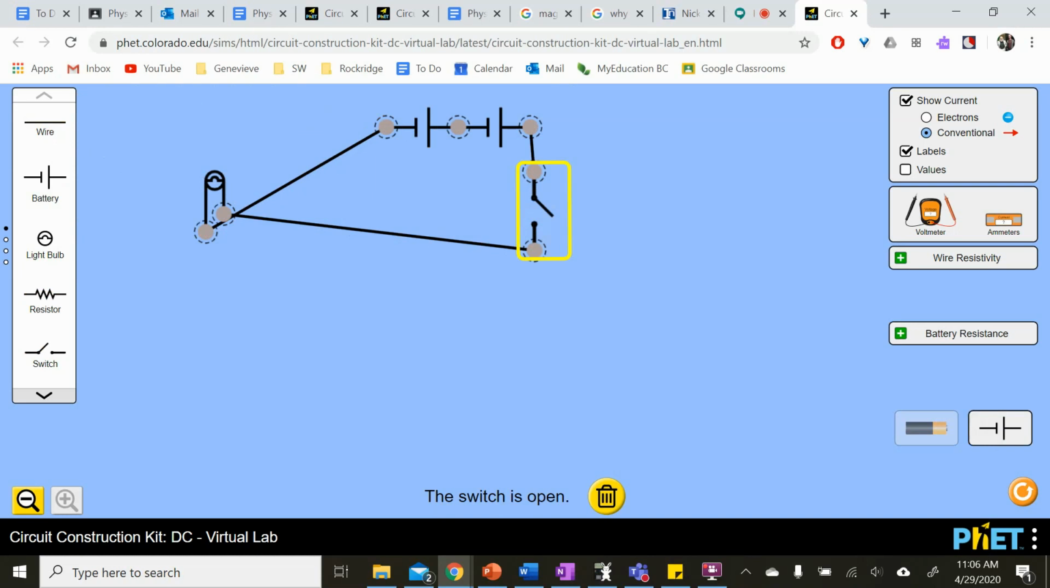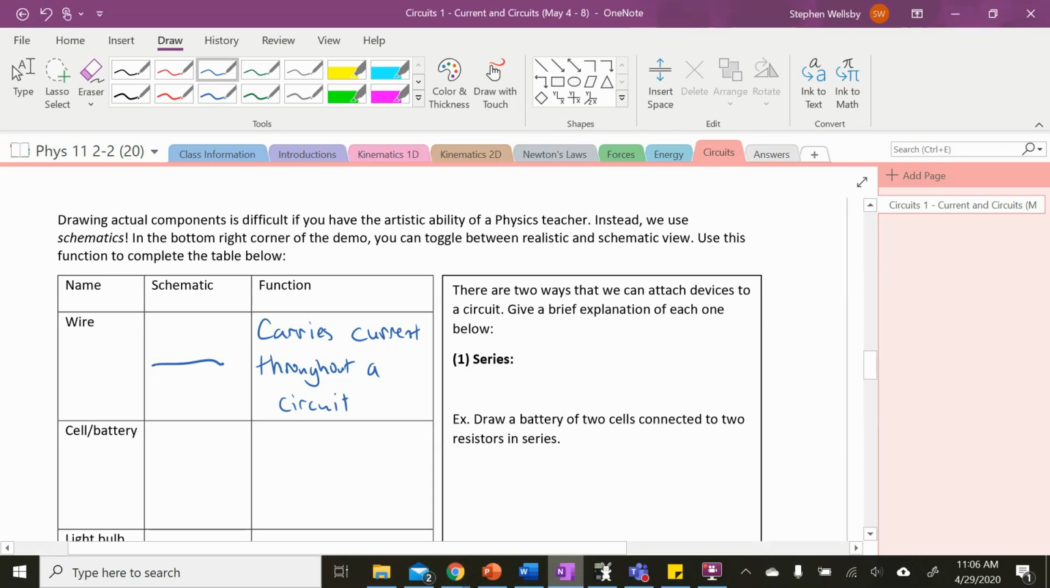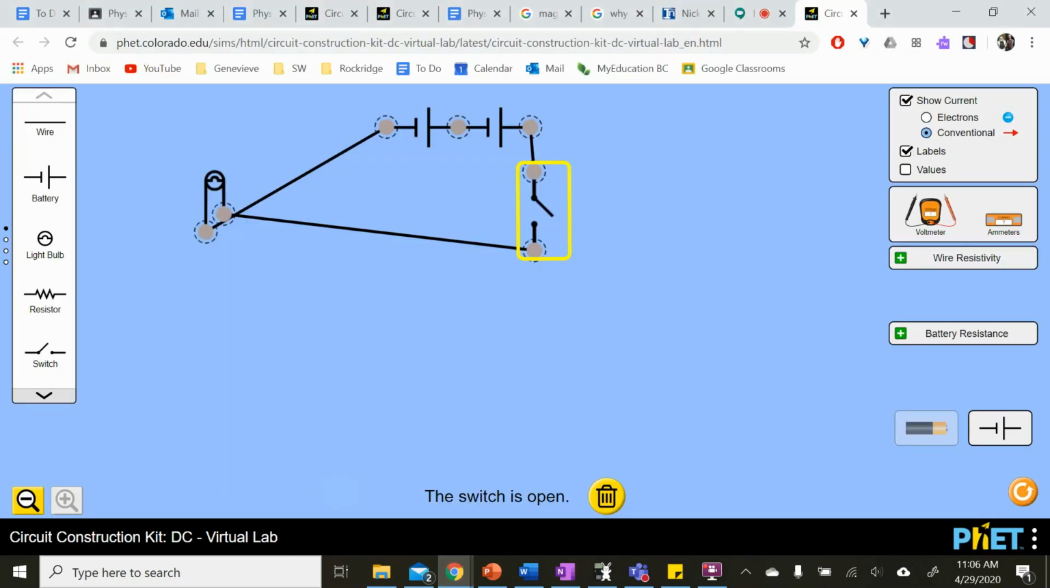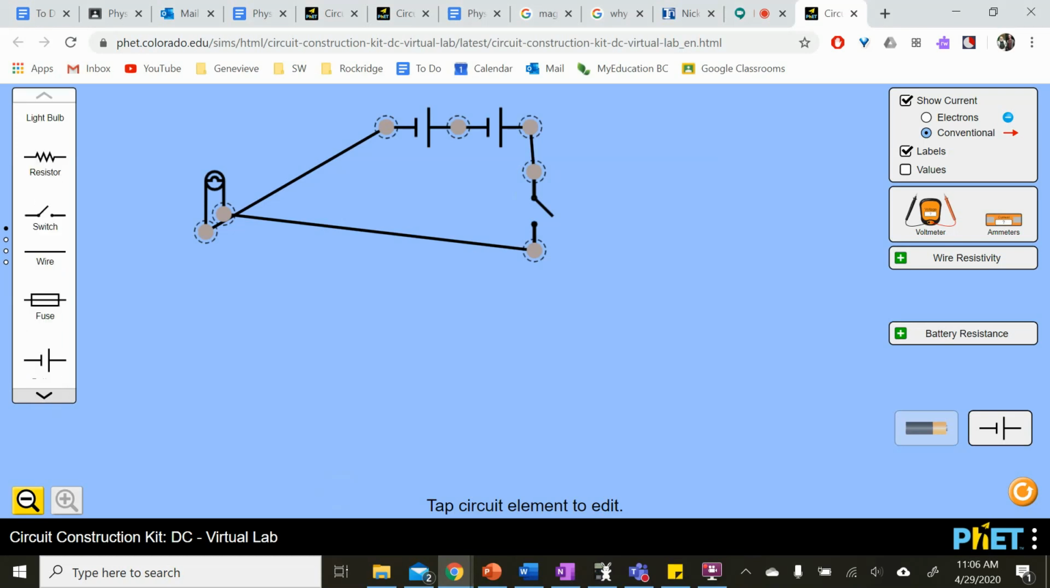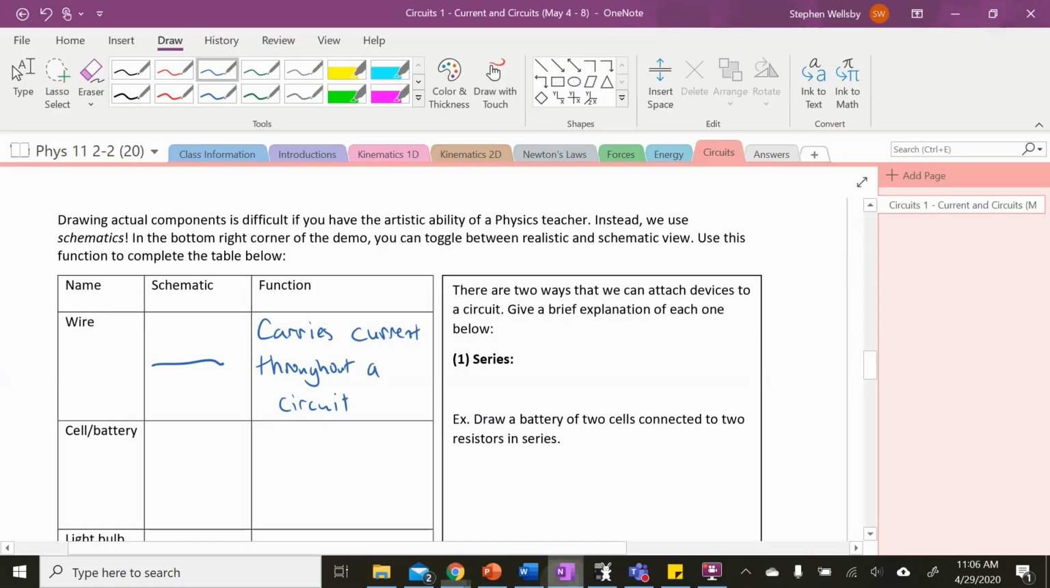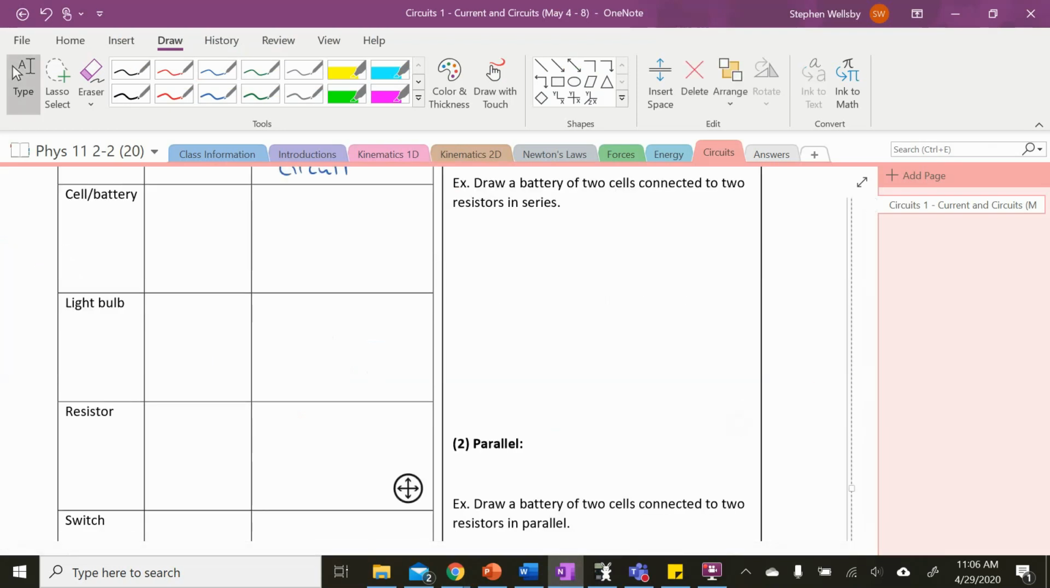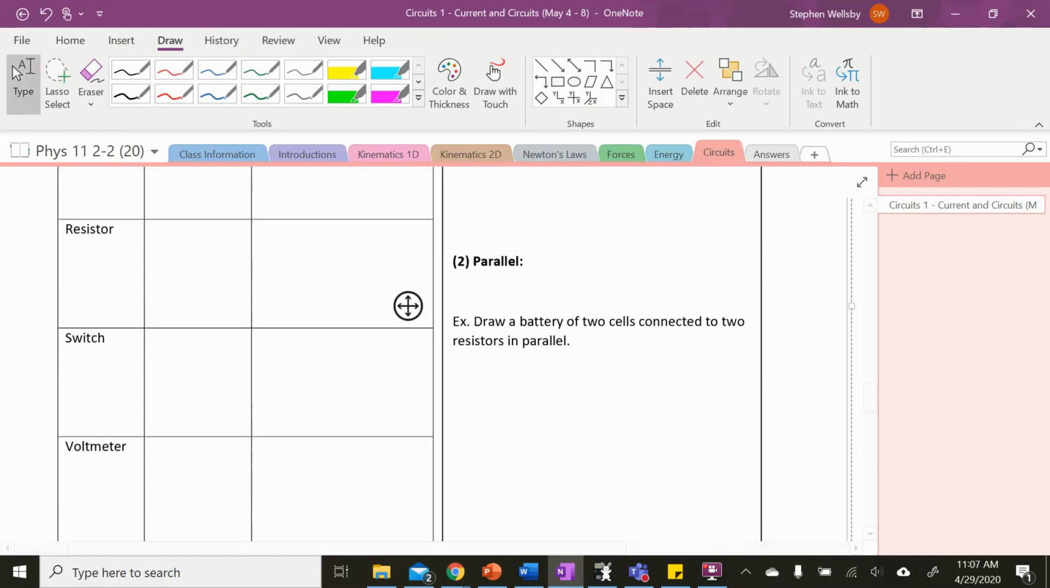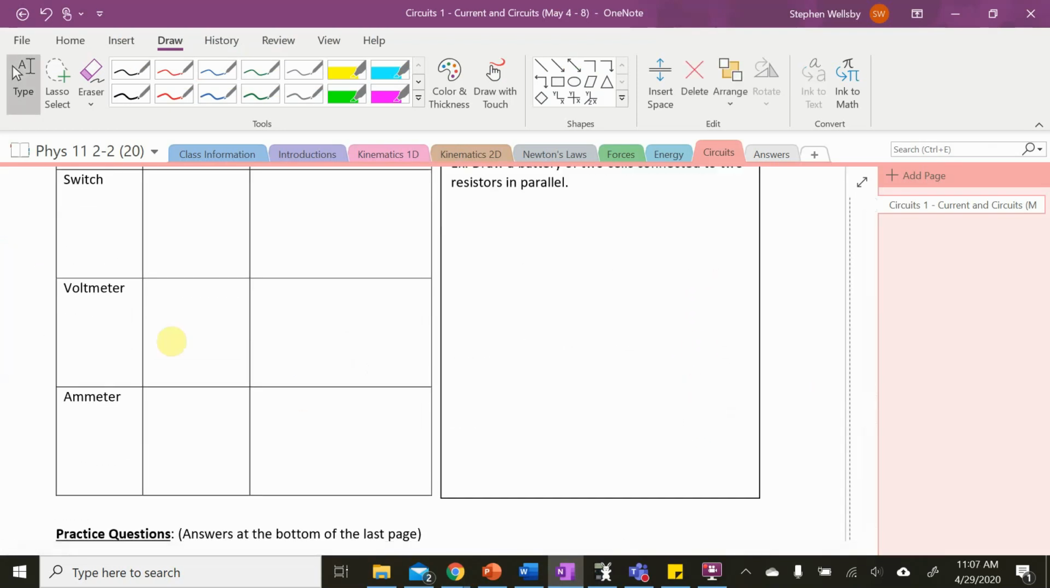So what I'm going to do is I'm going to get you to pause the video now, and I want you to look at all of these different symbols here: battery, light bulb, resistor, switch. There's other ones here, but just the ones that I've listed on this sheet here. So wire, cell or battery, light bulb, resistor, and switch. I want you to go through these. The voltmeter, I'll show you the symbol of that.